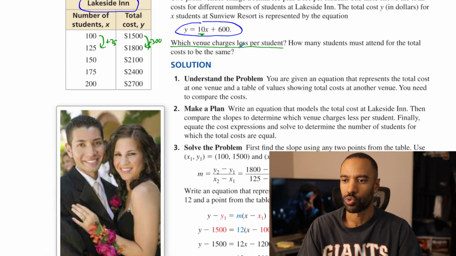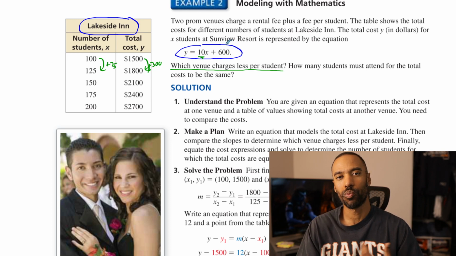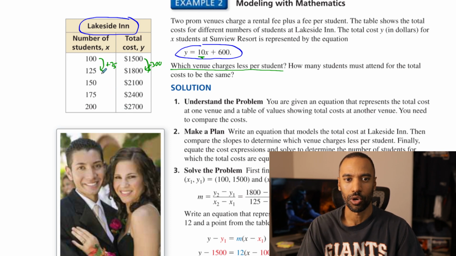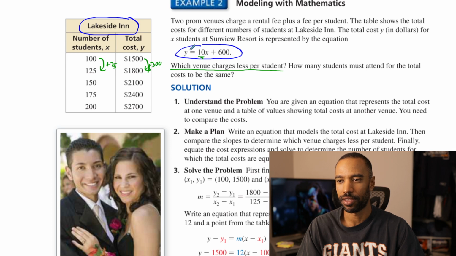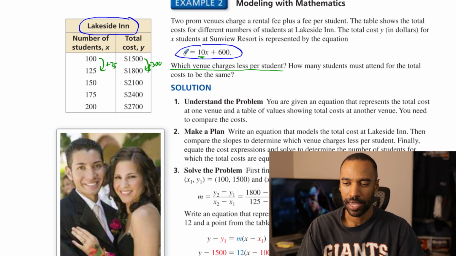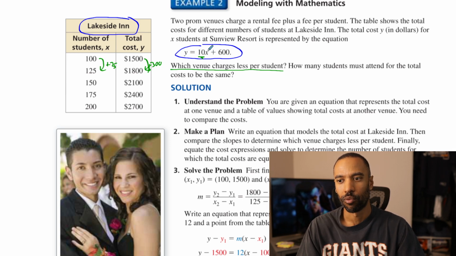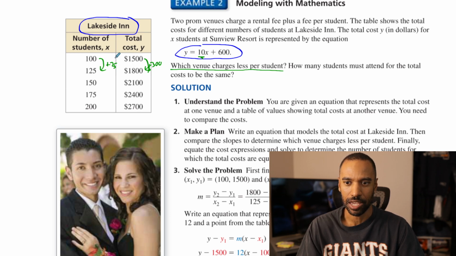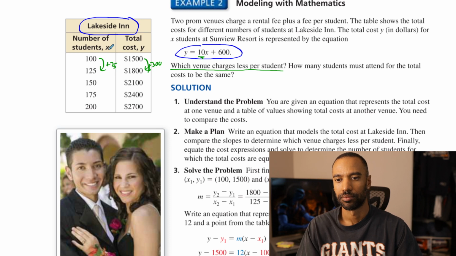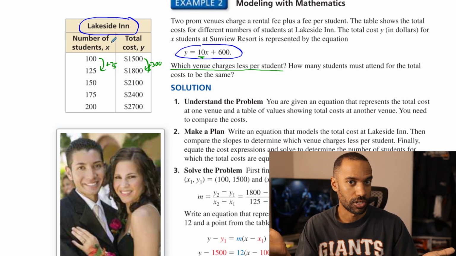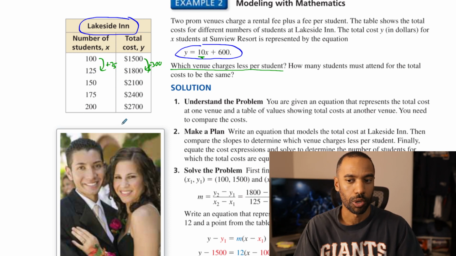The second question is, when are the costs the same? This is where you want to make this an equation out of this one, because we want to figure out when does this y, for what x does this y equal the same y given that x? So we want to set these equations equal to each other. We want to put this one in slope-intercept form.